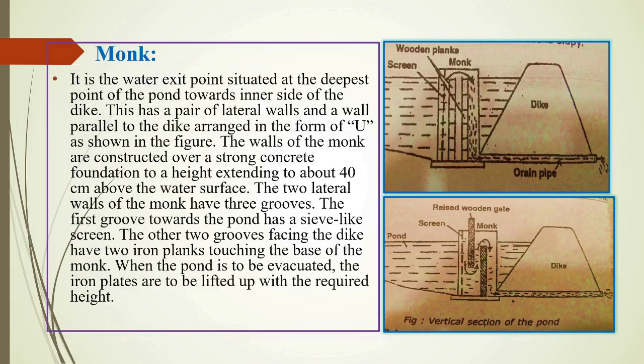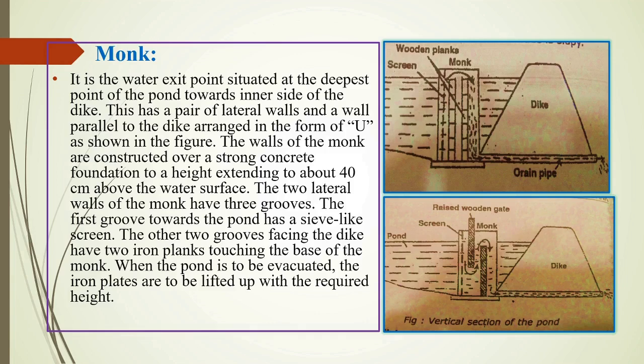The next important factor is monk. Monk is the water exit point situated at the deepest point of the pond towards the inner side of the dike. This has a pair of lateral walls and a wall parallel to the dike arranged in the form of a U as shown in the figure.